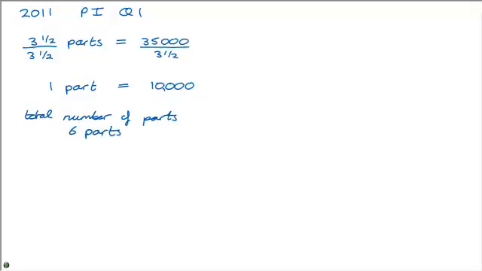If I know that one part is 10,000, I multiply this side by 6. What I do to one side, I must do to the other. So that means that 6 parts is 60,000. So that's the total prize fund. That's your part A.